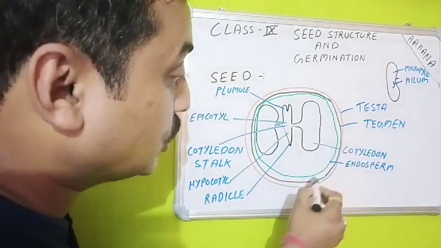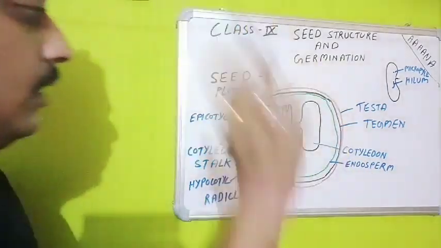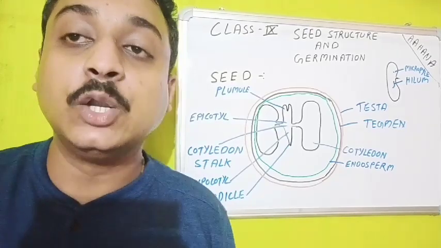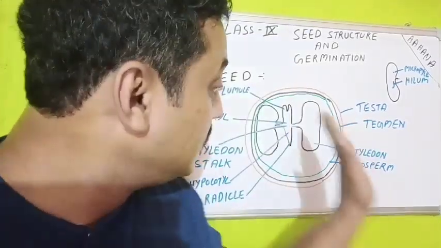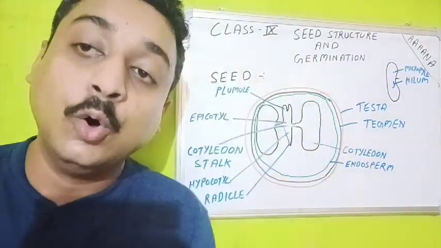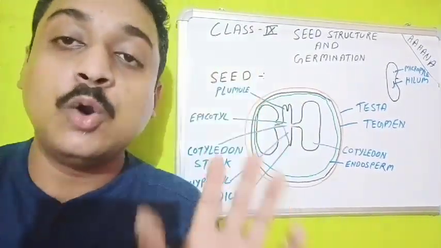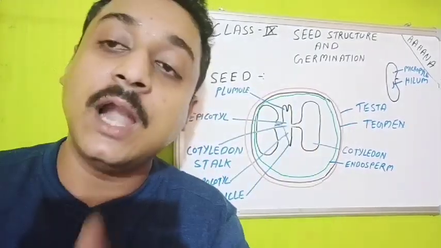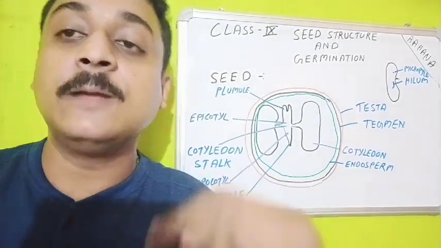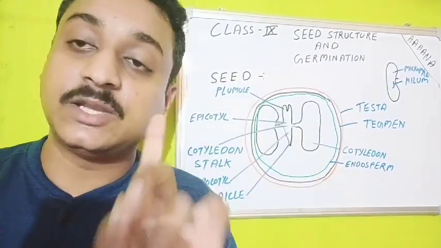Next is the layer endosperm, this green layer which I have marked. Testa is the red, tegmen is the black, and endosperm is the green layer. This green inner layer is the endosperm, and it is rich in food. Cotyledon is also rich in food, and endosperm is also rich in food. Both will provide a huge amount of food to the developing embryo so that it can develop into a seedling, the seedling will develop into a plant, and the plant will develop into a tree. That is what is happening.